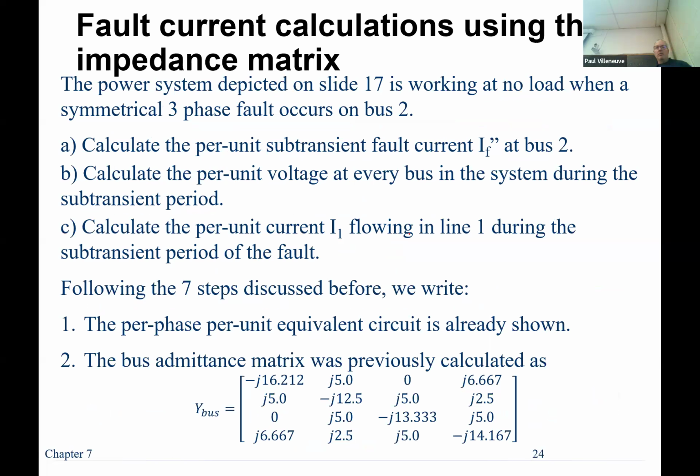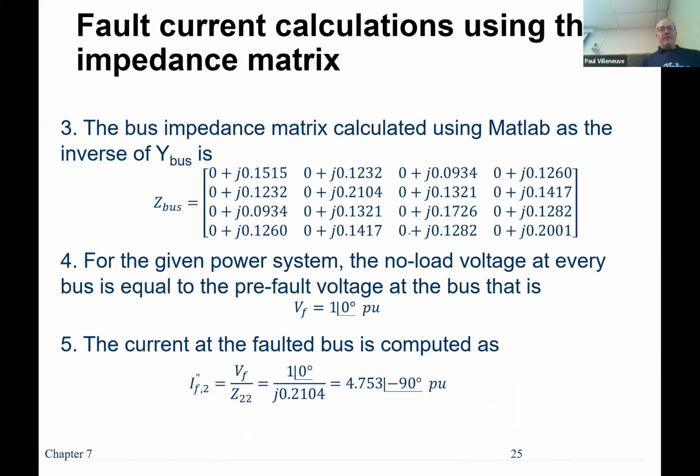All right, so let's do the same thing. We're going to calculate the fault current at IF, and then we're going to look at some currents through the system. We've already done our per phase equivalent for step 1. We built our Y bus for the system. We have that built here. Now we're going to invert and get Z bus.